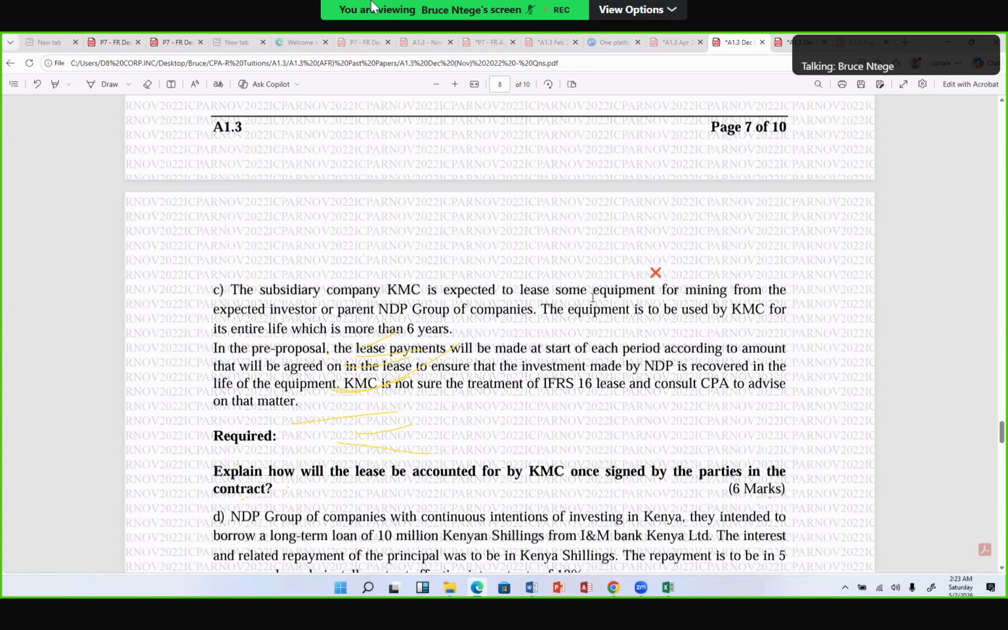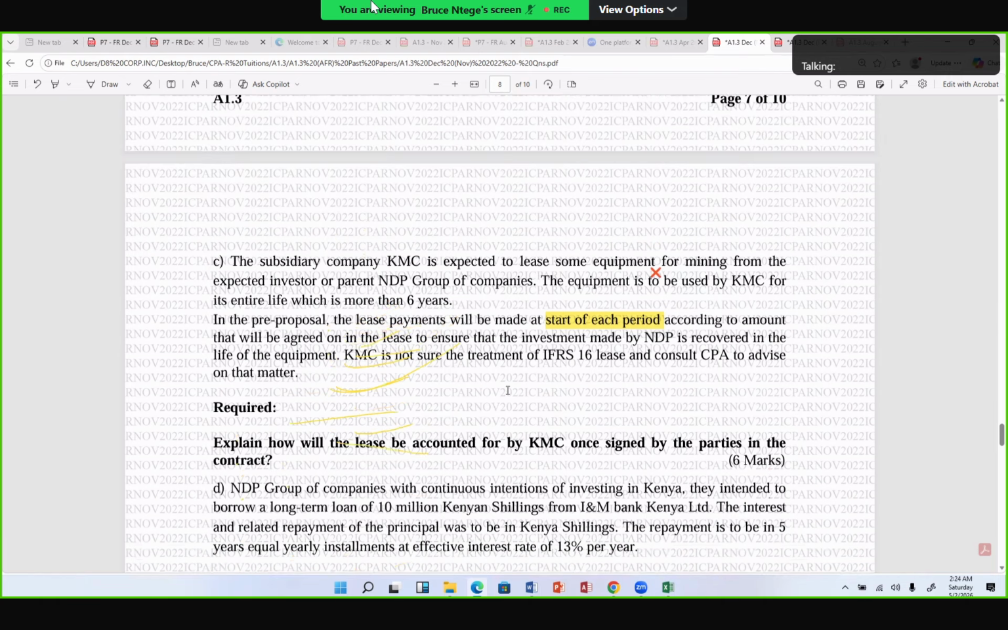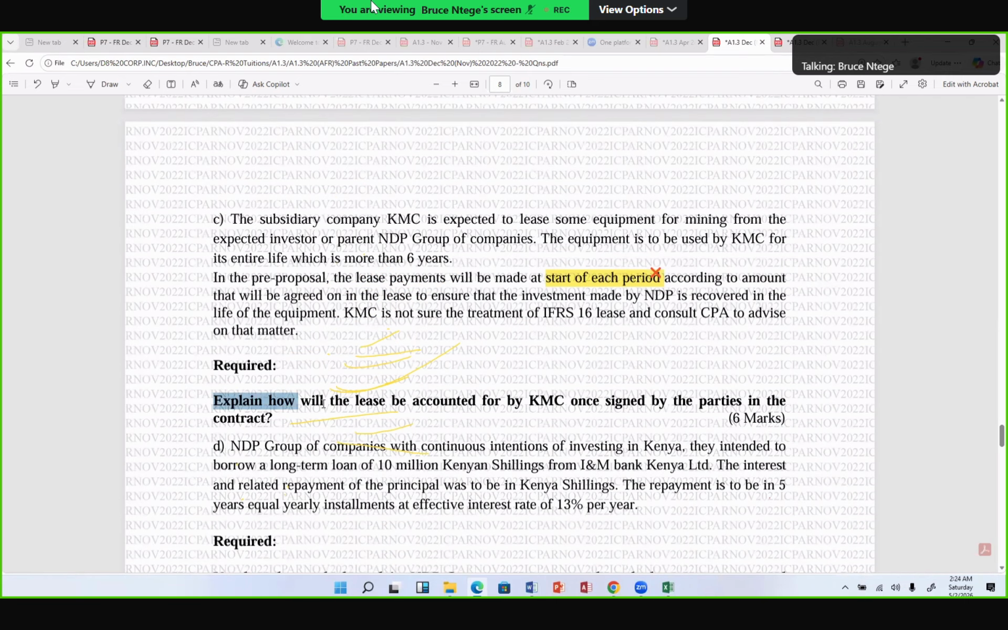The subsidiary is expected to lease some equipment for mining. The equipment is to be used. In the proposal, the lease payments will be made at the start. Okay, yes, here is the start. So that's advance. According to the amount that will be agreed on in the lease to ensure that the investment made by NDP is recovered in the life of the equipment. KMC is not sure of the treatment. Okay, so it's not computational. So the question is about explaining.